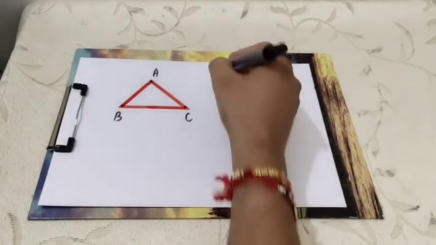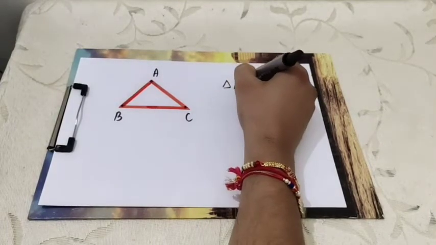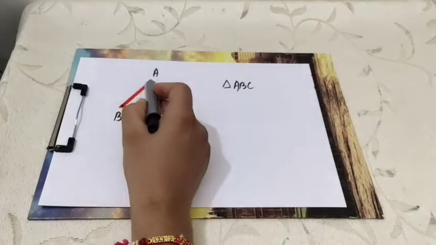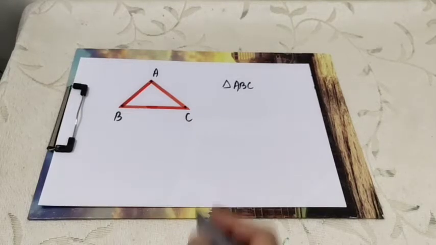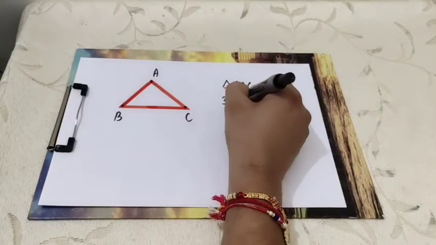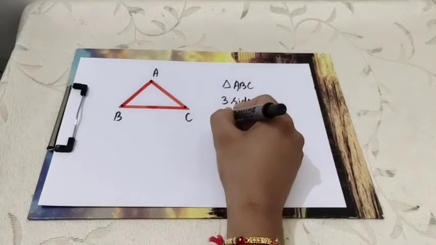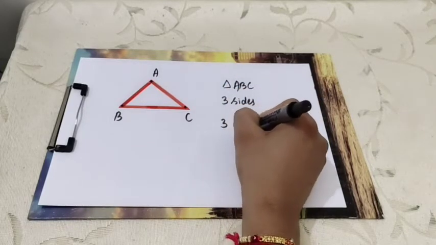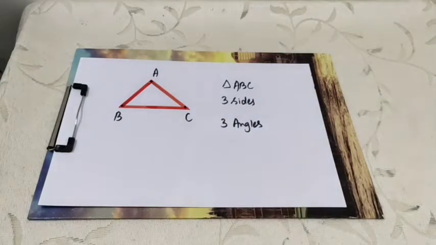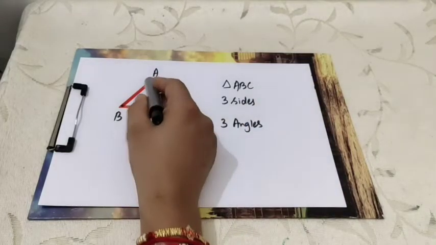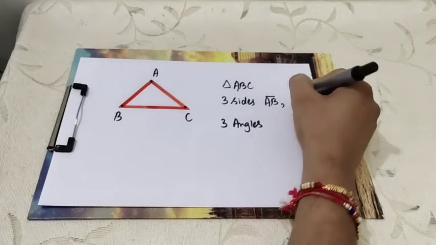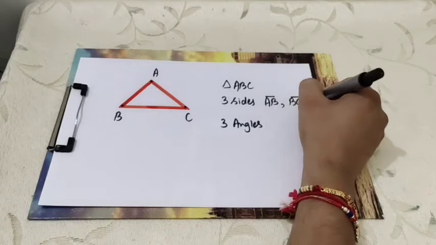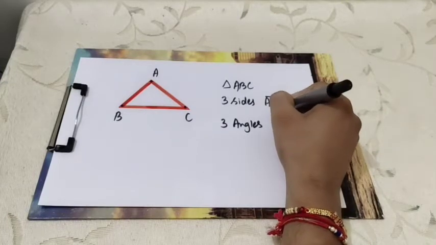So here we have a triangle ABC with the vertices A, B and C. And students, a triangle has 6 elements, 3 sides and 3 angles. If we talk about sides of triangle ABC, they are side AB, side BC and side AC.